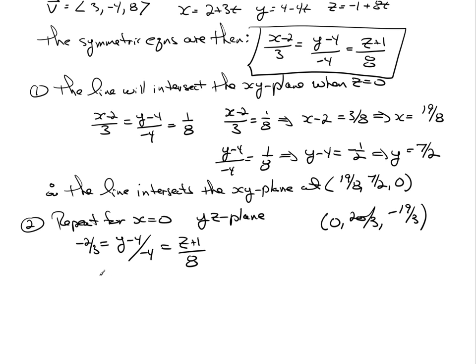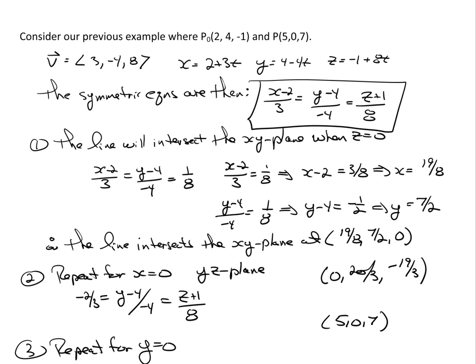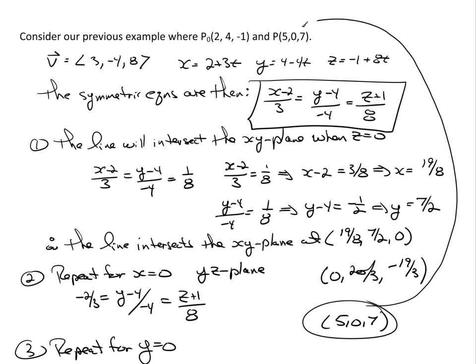Now, obviously, I can repeat this one more time for y being equal to 0. And when I do, I'm going to end up with the point 5, 0, 7. And that should not be a surprise because we already knew (5, 0, 7) was in fact a point on the line. We knew that.